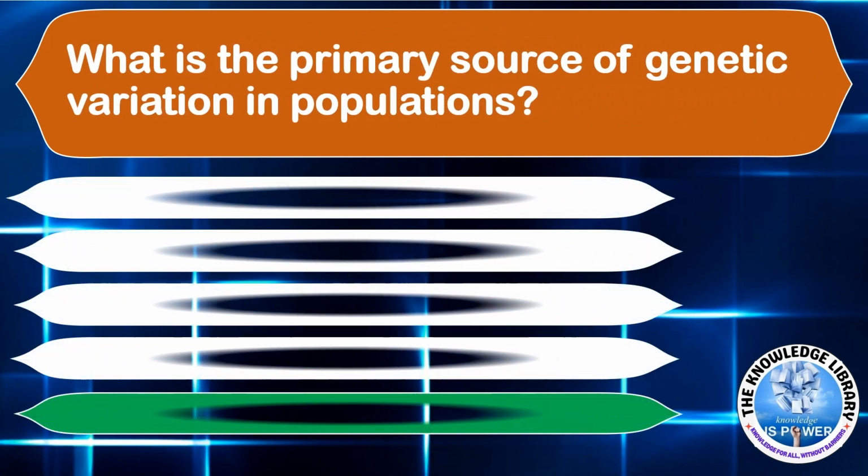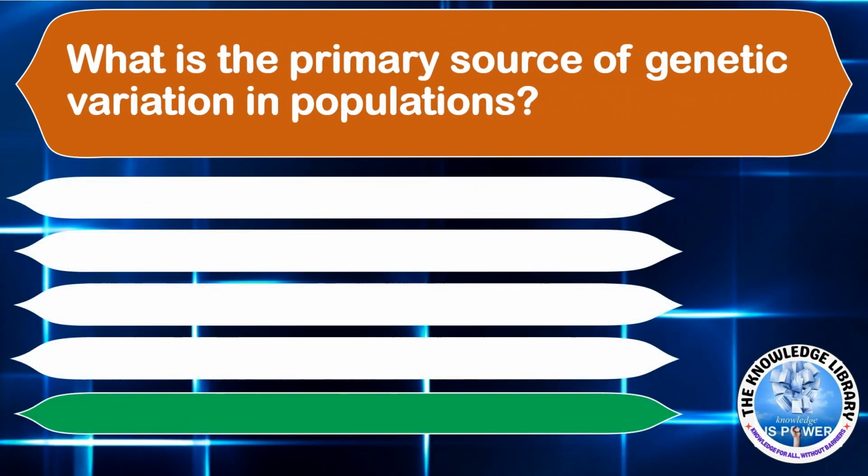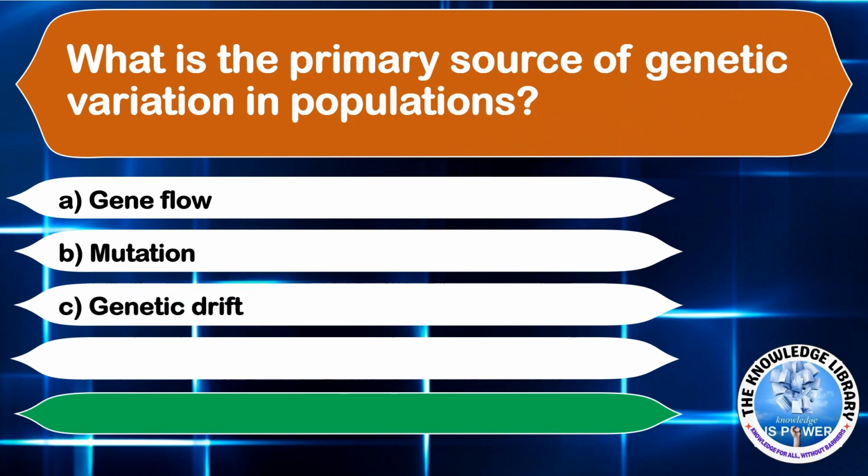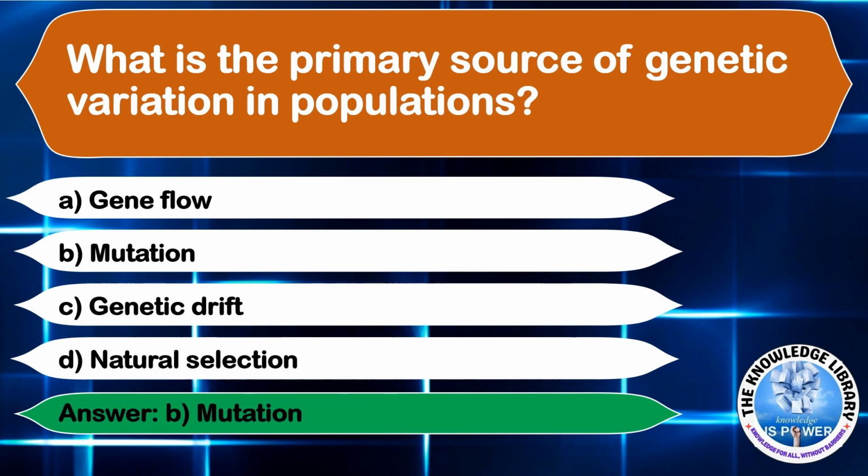The next question is, what is the primary source of genetic variation in a population? Option A, gene flow. Option B, mutation. Option C, genetic drift. Option D, natural selection. Answer is option B, mutation.